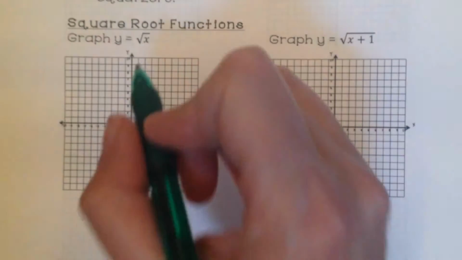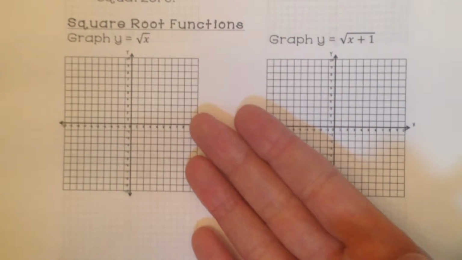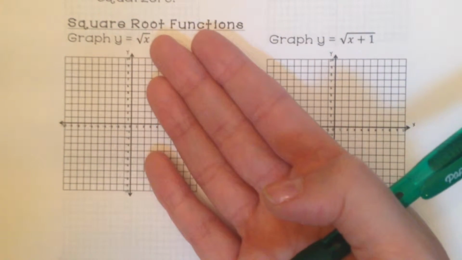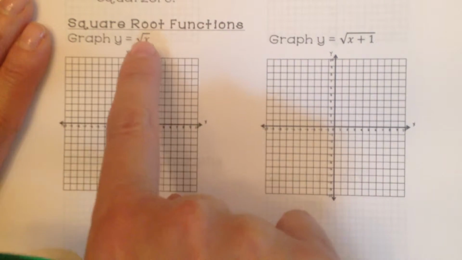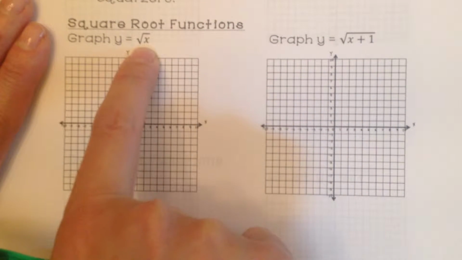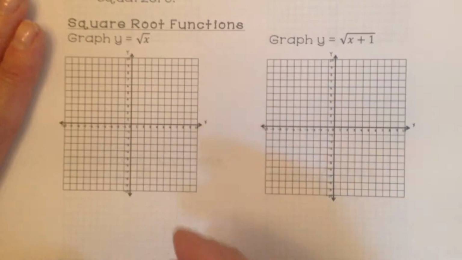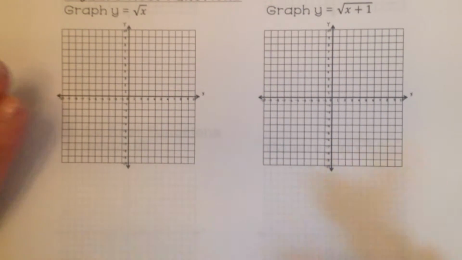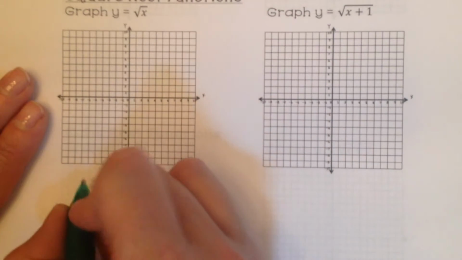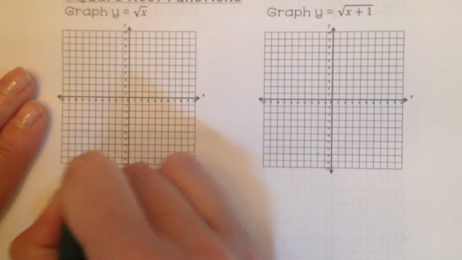Remember, a square root is what times itself equals the value under the square root sign. So we know in square roots we can never have a negative value under the square root sign. So the smallest value underneath can be 0. I'm going to use that to help me create my table. So we're going to pick x and y.